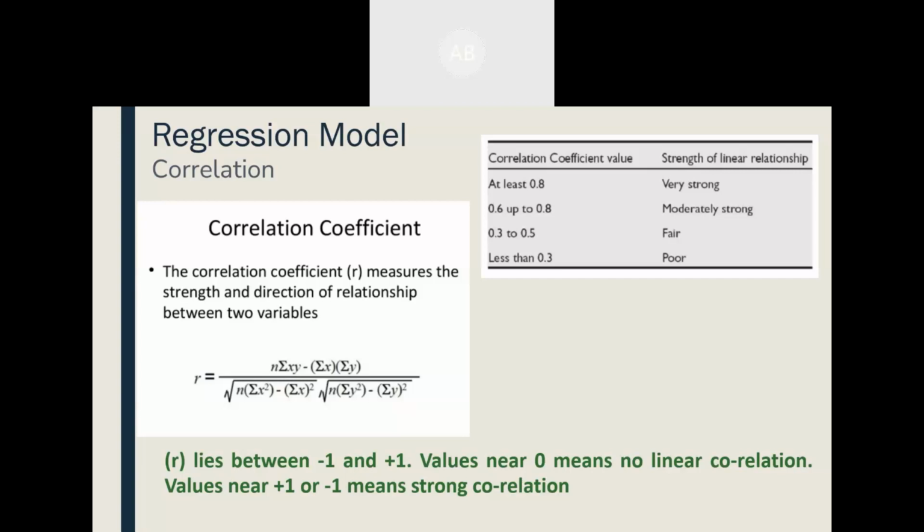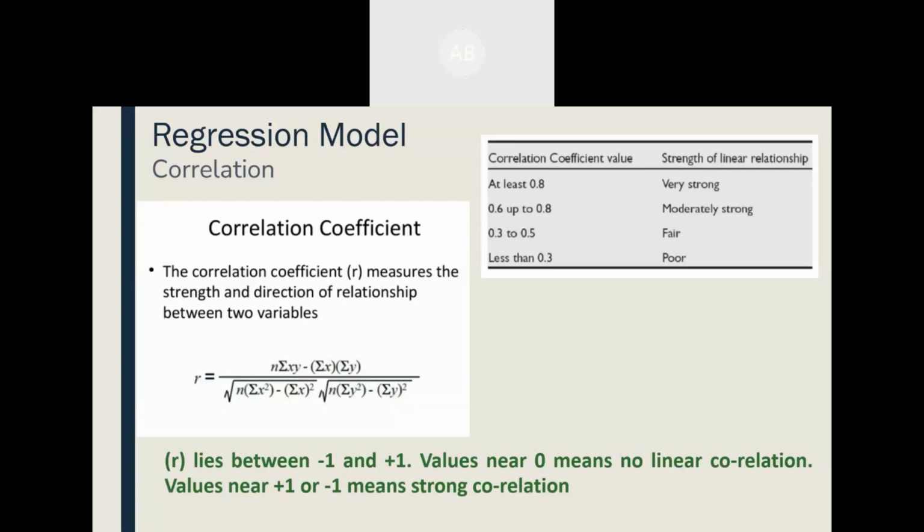How is R calculated? R is calculated by the formula that you see on the screen. That is summation of xy minus summation of x multiplied by summation of y, then divided by that formula. So summation represents the sums of all the x. The x means a variable that you are plotting on the x-axis, and the y is another variable that you are plotting on the y-axis. These are the individual values.